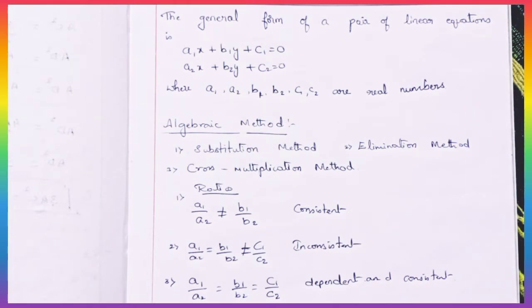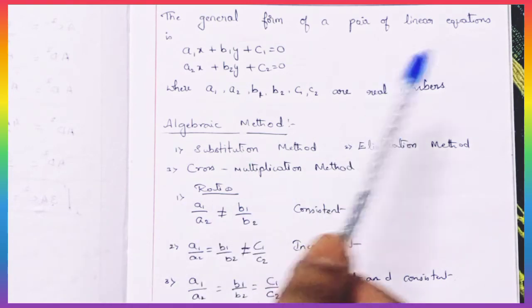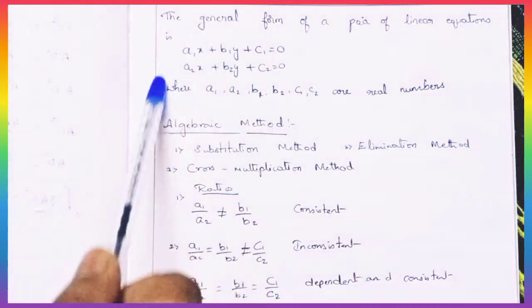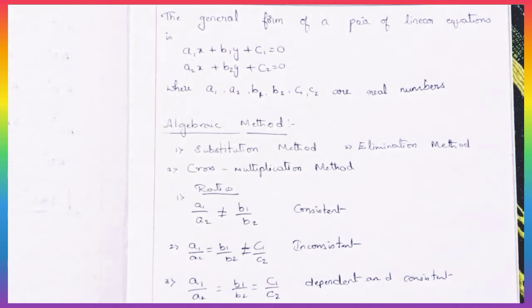I hope that you have understood the general form of a pair of linear equations. If they ask you, you need to write this equation: a1x plus b1y plus c1 is equal to 0 and a2x plus b2y plus c2 is equal to 0.